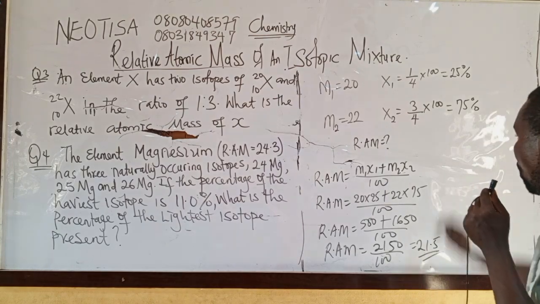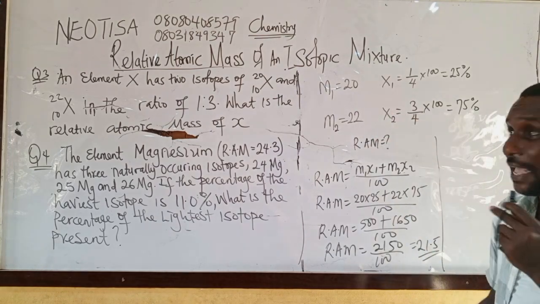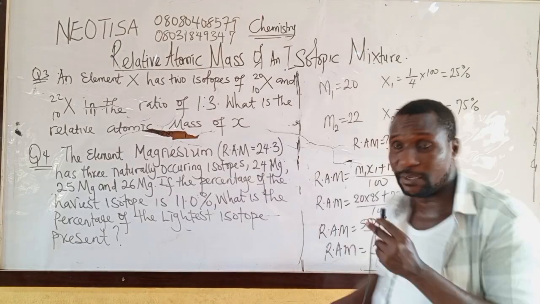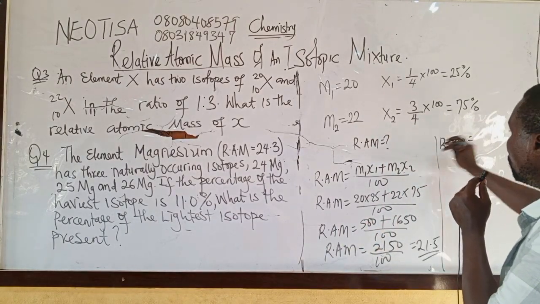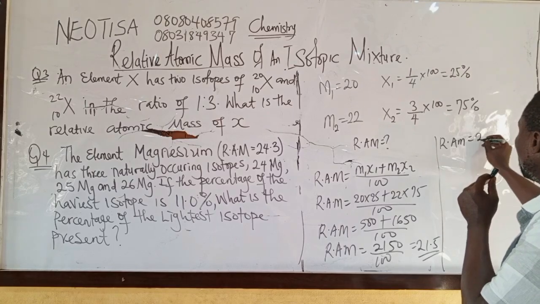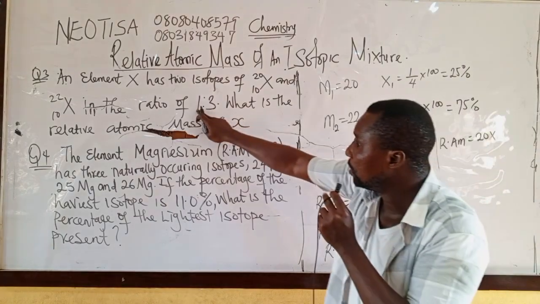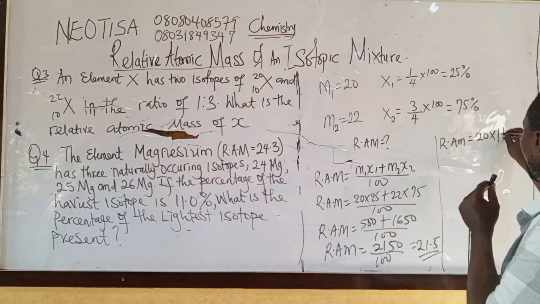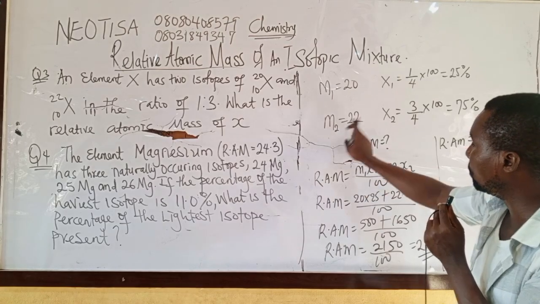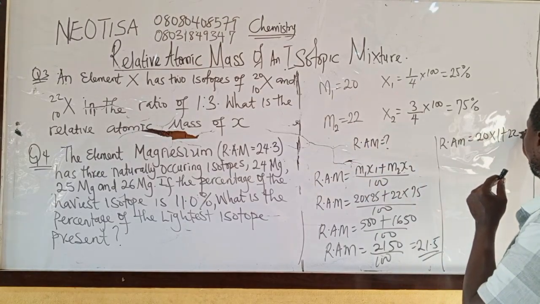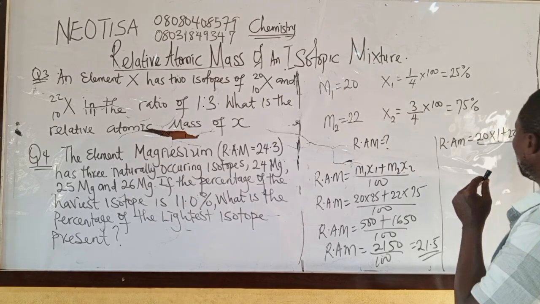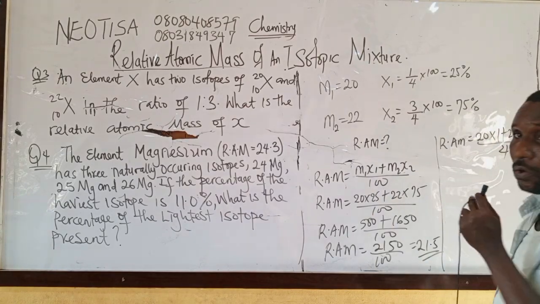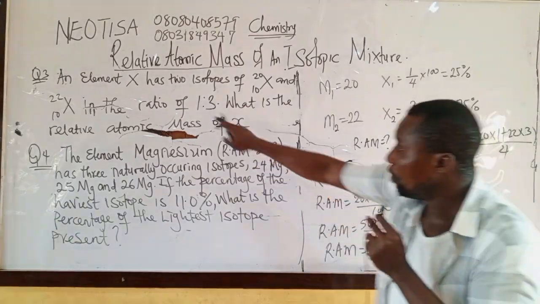21.5. That is that. Or I can use the ratio, 1 to 3, and I will still get the same thing. Let me quickly do that. Relative atomic mass equals, for the first mass, 20 times the ratio 1, plus for the mass of the second one, 22, the ratio is 3. Then I will use the total ratio, which is 4.